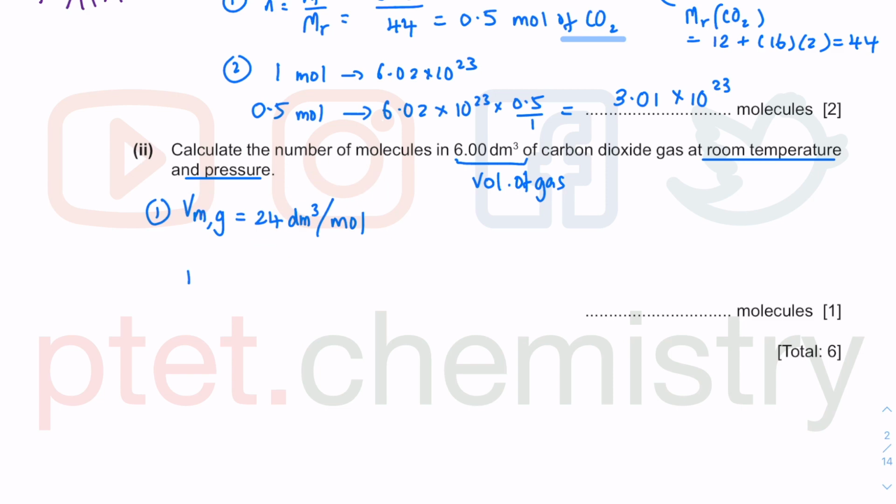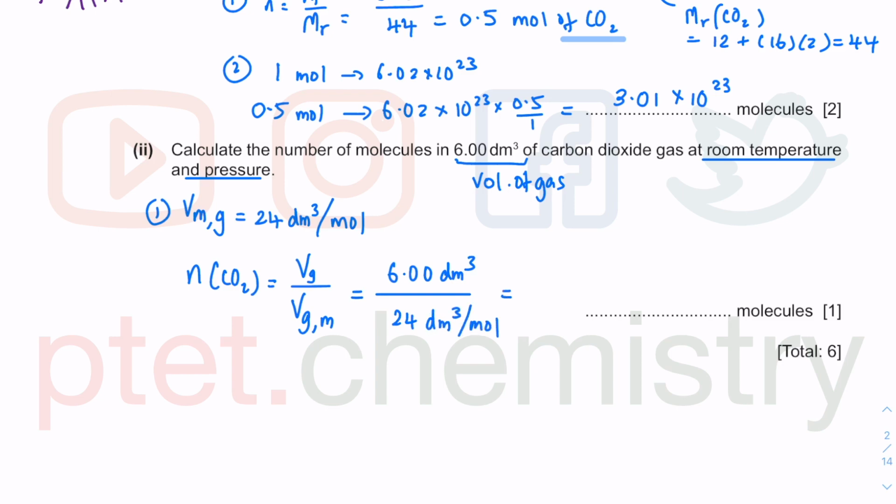So really, the mole of CO2 gas based on the volume is the volume of gas divided by the molar volume of gas. It doesn't matter whether I write M and G or G and M, it still means the exact same thing. This is in dm cubed. At the bottom, I have 24 dm cubed per mole. If we do the units and the mathematics correctly, 6 divided by 24, I get 0.25 mole of the molecule based on the volume.